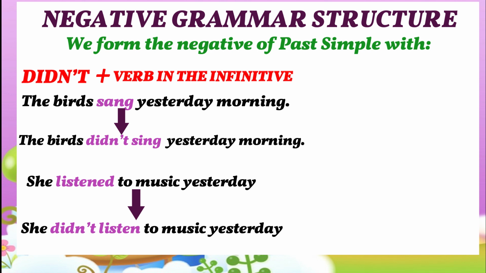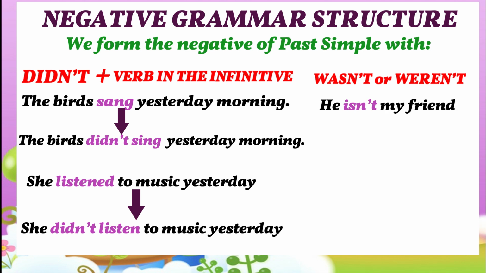However, to be makes negation by itself, as we saw in a previous lesson. We have two forms, wasn't or weren't. In this example, in the present, he isn't my friend. The past of it is, he wasn't my friend.